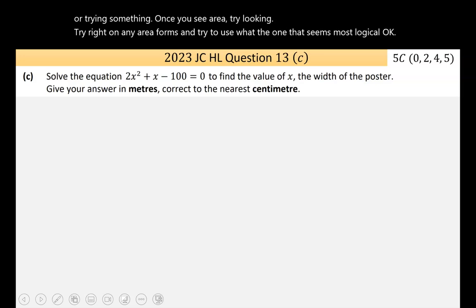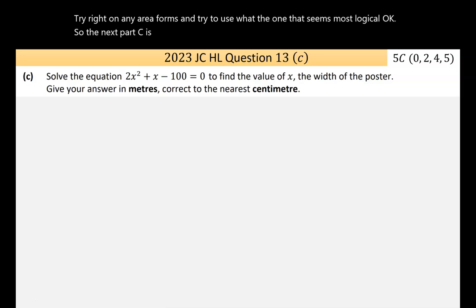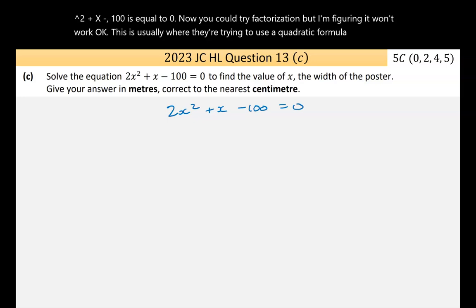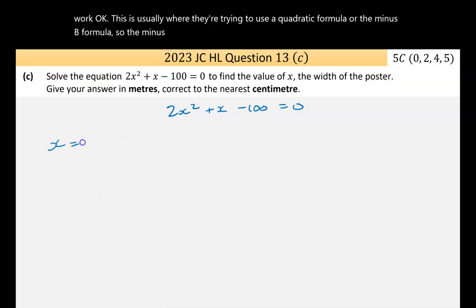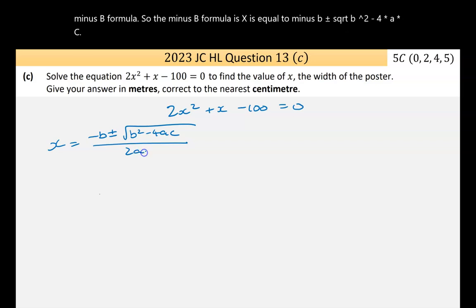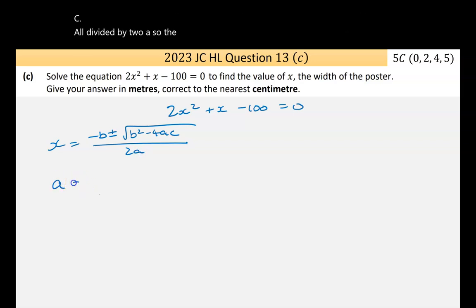Okay, so the next part C is only worth 5 marks as well. And it says solve the equation 2x squared plus x minus 100 is equal to 0. Now you could try factorization, but I'm figuring it won't work. Okay, this is usually where they're trying to use the quadratic formula or the minus b formula. So the minus b formula is x is equal to minus b plus or minus the square root of b squared minus 4 times a times c, all divided by 2a. So the question is, what's a, what's b, and what's c?